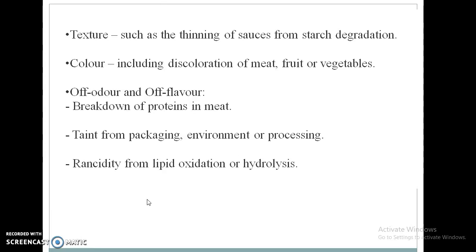So our next topic is the principles of food preservation and the different methods of food preservation, which we will discuss in the next video. Okay, thank you.